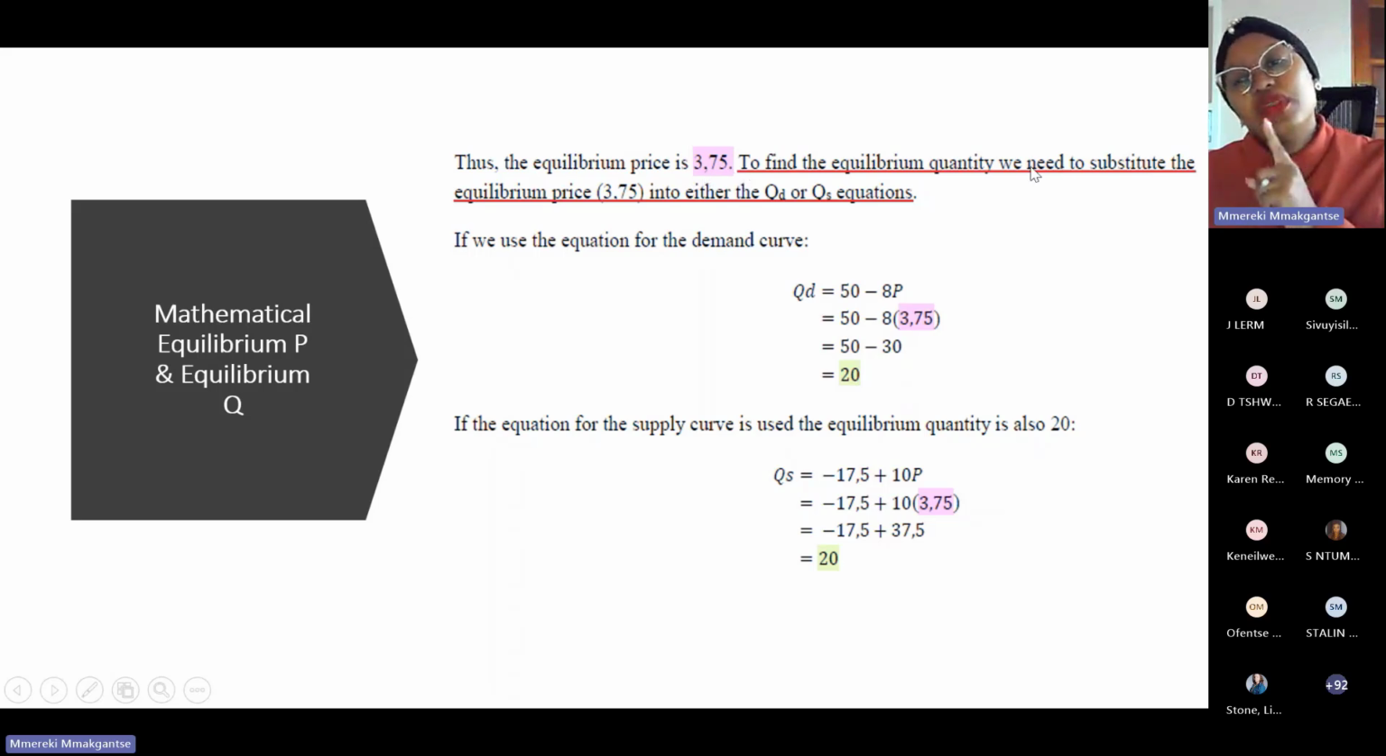To find the equilibrium quantity, we need to substitute the equilibrium price of 3.75 into either the quantity demanded or quantity supplied equation. If we put it into quantity demanded, remember it was given as 50 minus 8P. So we just substitute: 50 minus 8 times, in brackets, 3.75. We are substituting the P we calculated.